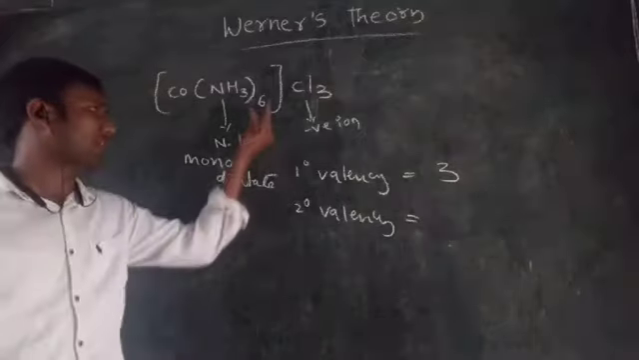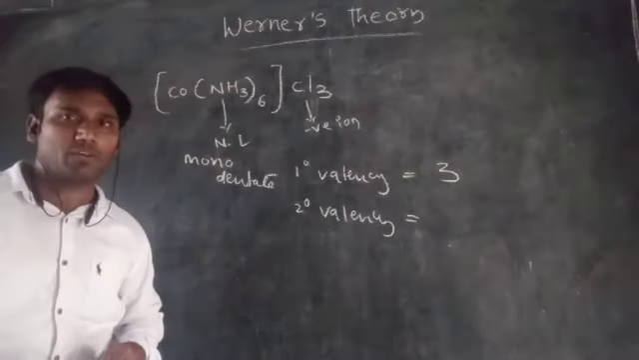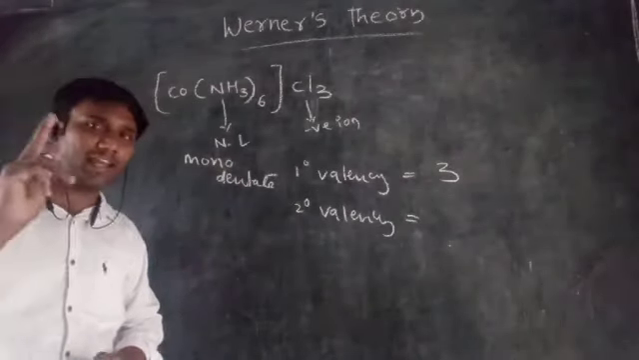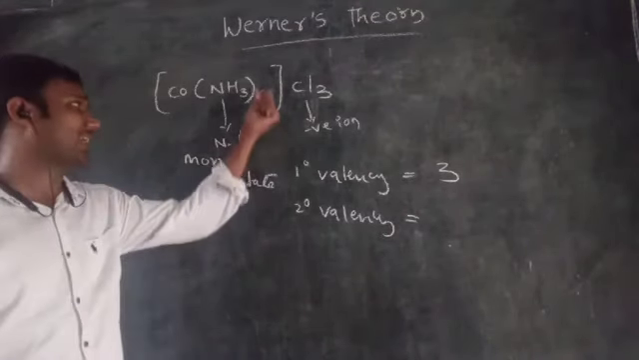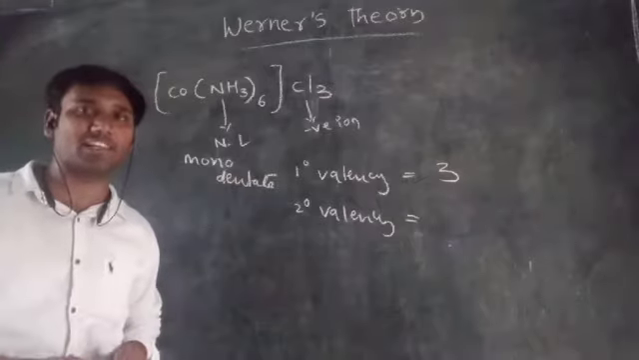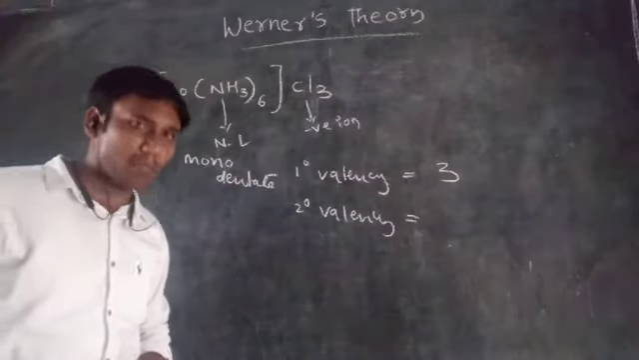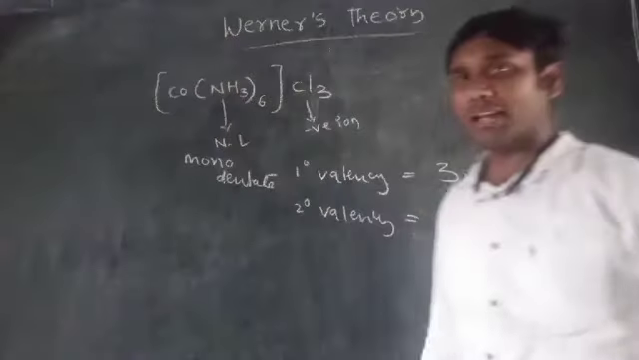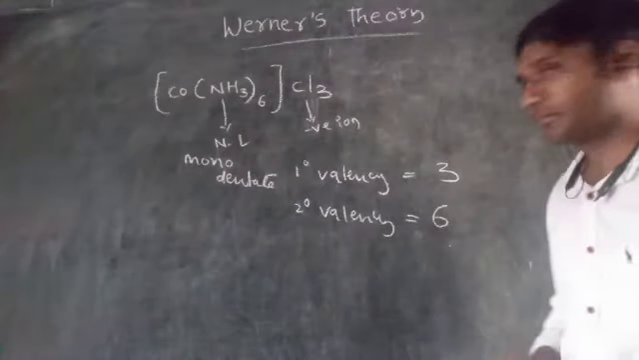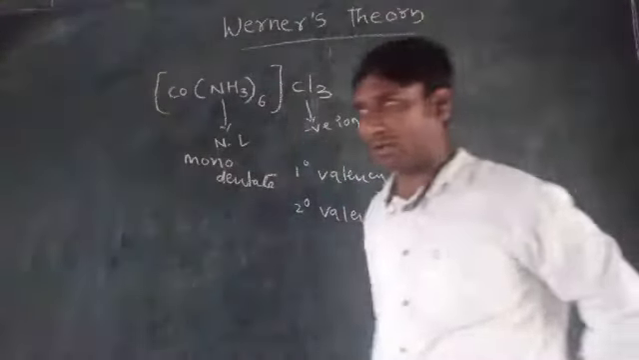Such type of ammonia, how many are present? Six are present. Each ligand donates one electron pair to the central metal atom. Totally 6 ligands are present, which means it is donating 6 electron pairs to the central metal atom. So the number of donating electron pairs here is 6. That means the central metal atom's coordination number is 6. That is very easy; you remember that every time.